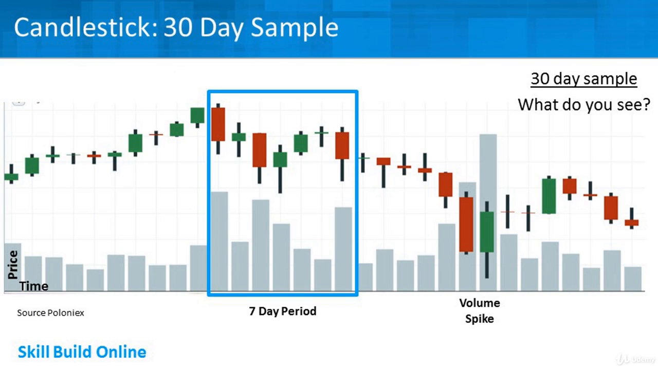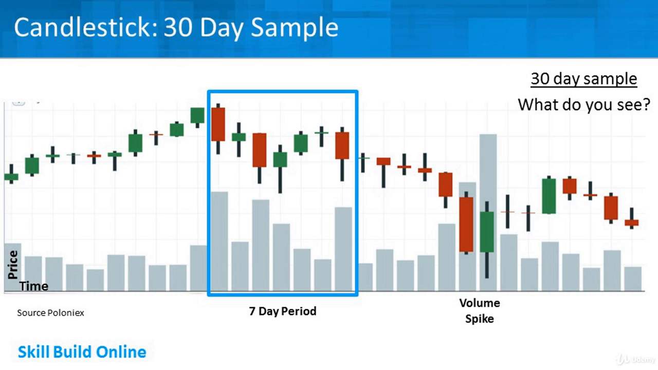To further put this onto another chart and overlay a little more information, let's look at this now over a 30-day period. So I took my 7-day period. You can see in the blue box where I highlighted the 7-day period that we were just looking at, and now put it into a wider 30-day sample. Now what do you see out there? Take a look at the overall 30-day period.